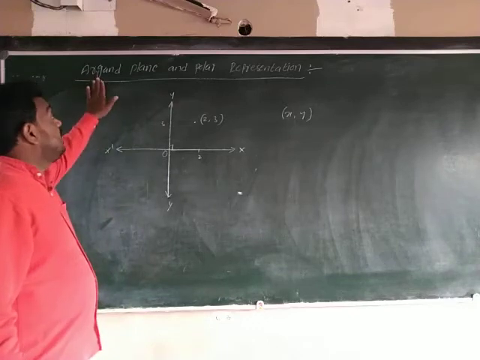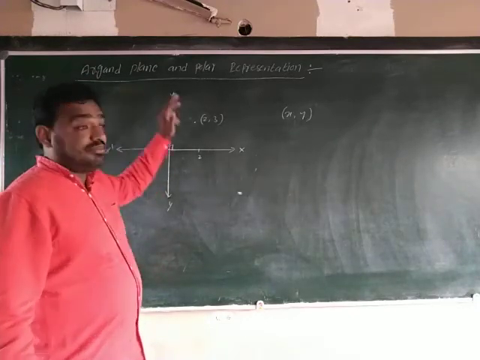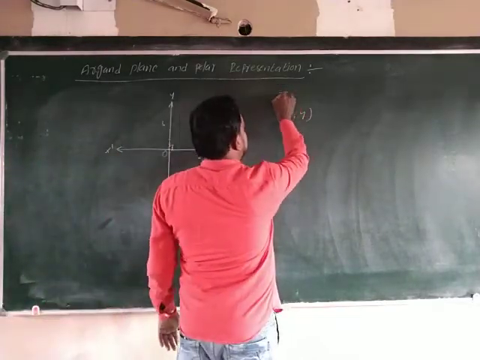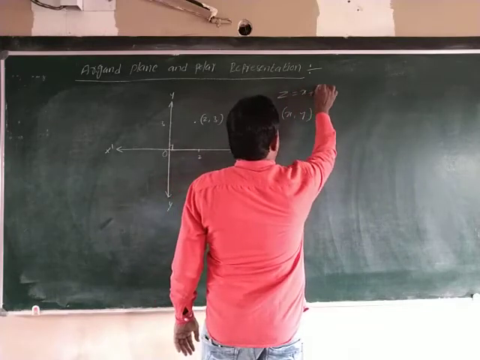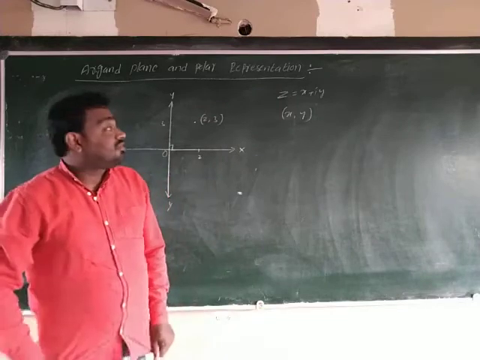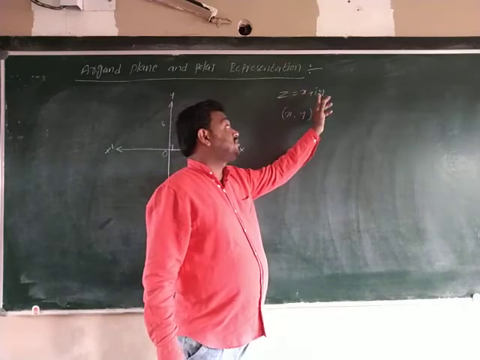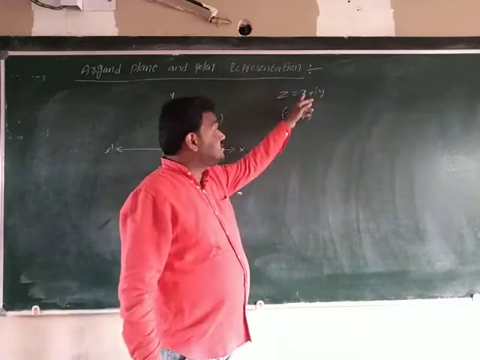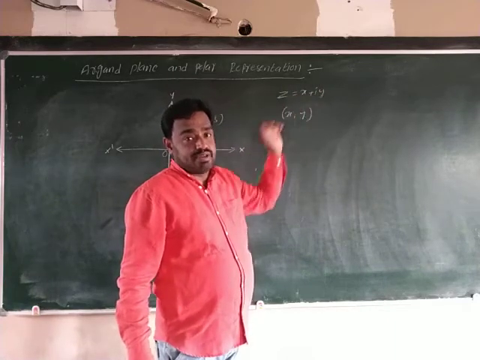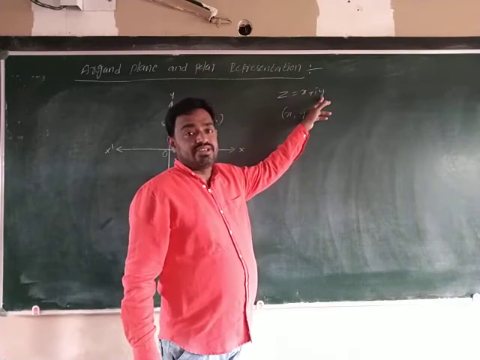Now, what is the Argand plane for a complex number? The general form of a complex number is z = x + iy. Here x is called what? Real part. y is called imaginary part. What is x? x is the real part. What is y? y is the imaginary part.